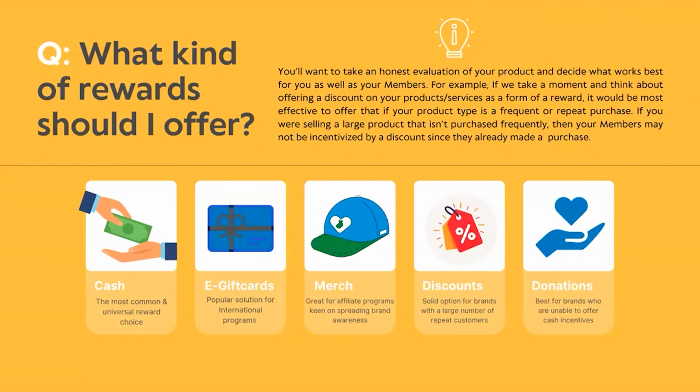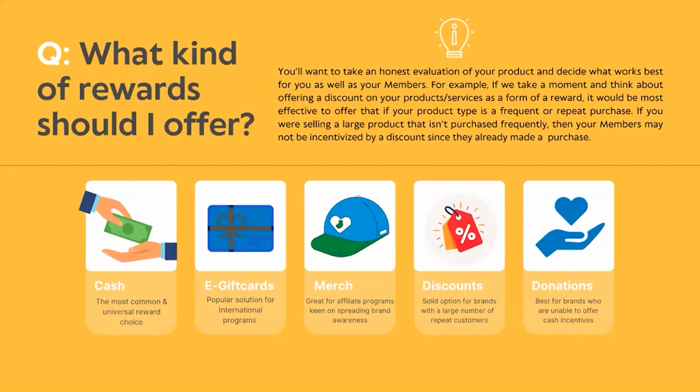Just as an example, before I even get into best practices, think about what if you wanted to offer a discount to your members for making a referral. Now, that would be a great reward if your product type is a frequent or repeat purchase. And not only is that reward going to be useful to your members, it's also going to entice them to make a repeat purchase. So in that case, it'd be a great reward option.